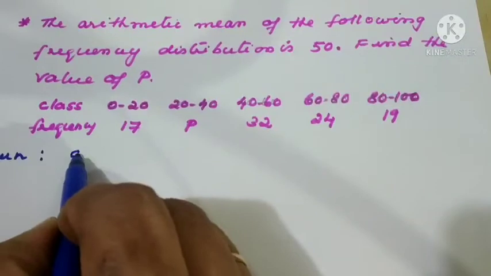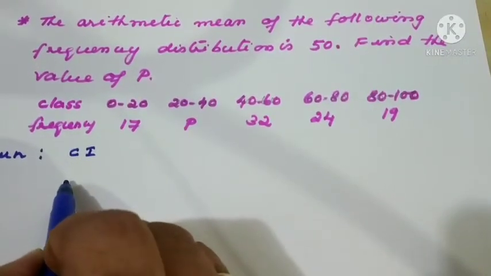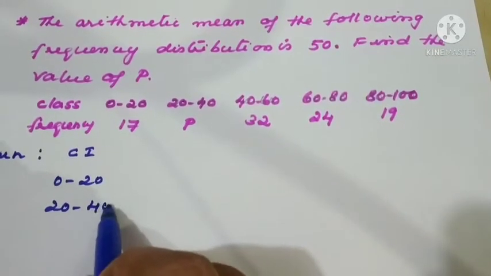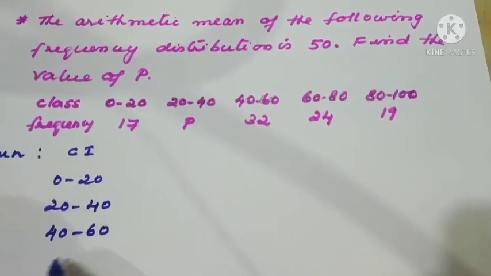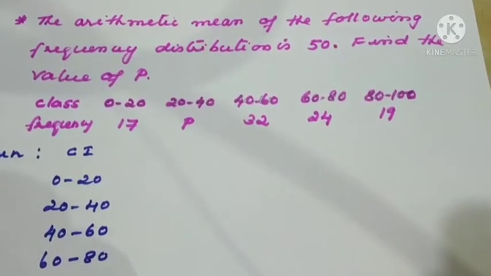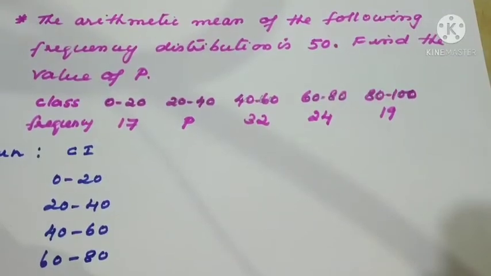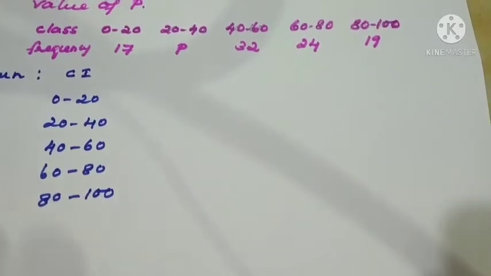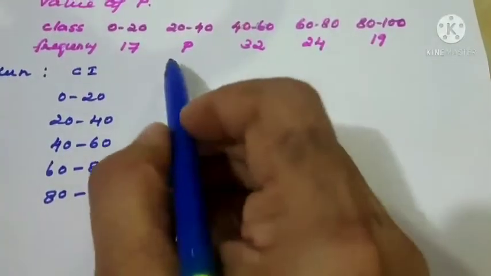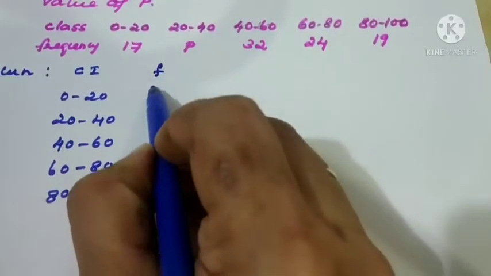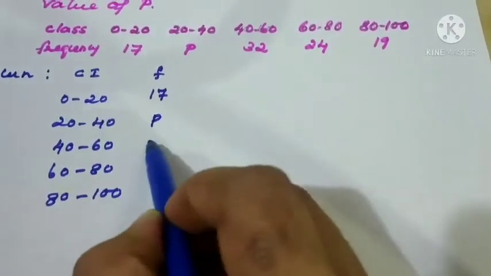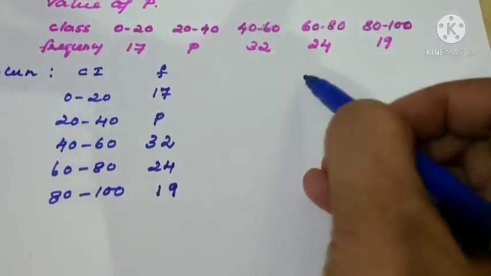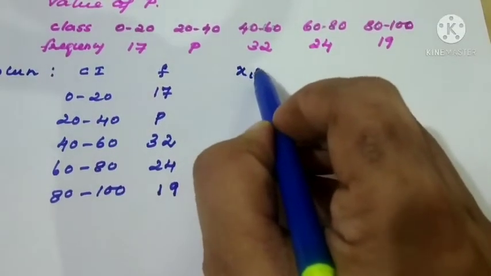So class interval 0 to 20, 20 to 40, 40 to 60, 60 to 80, then 80 to 100. While writing itself, I already told that follow the column wise only, so then the calculation we can do directly. Corresponding frequencies are 17, P, 32, 24, then 19. So what is the next column? Xi, that is class mark.